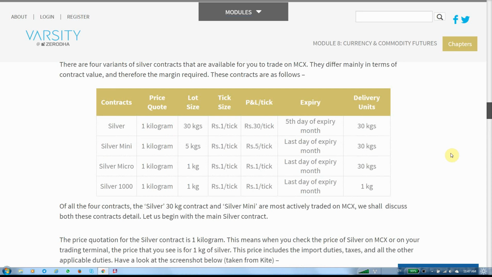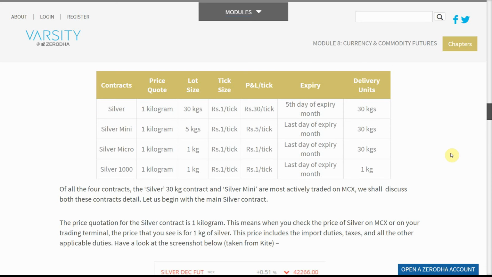Silver: 1 kg, 30 kgs, 1 rupee per tick, 30 rupees per tick, 5th day of expiry month, 30 kgs. Silver Mini: 1 kg, 5 kgs, 1 rupee per tick, 5 rupees per tick, last day of expiry month, 30 kgs. Silver Micro: 1 kg, 1 kg, 1 rupee per tick, 1 rupee per tick, last day of expiry month, 30 kgs. Silver 1000: 1 kg, 1 kg, 1 rupee per tick, 1 rupee per tick, last day of expiry month, 1 kg.